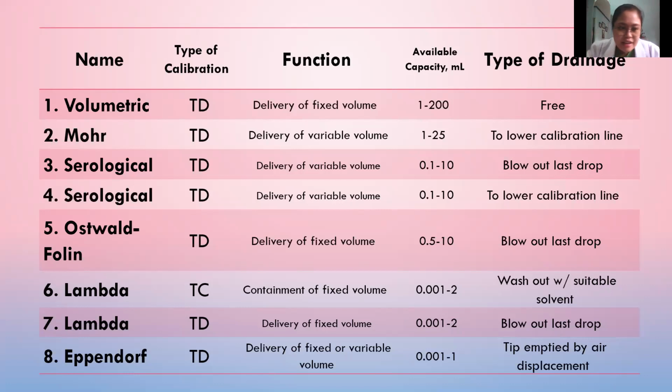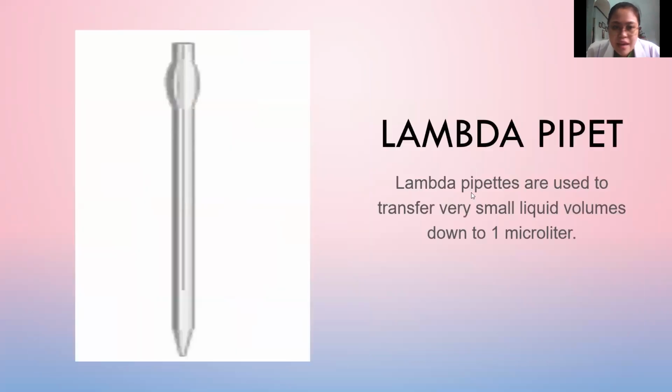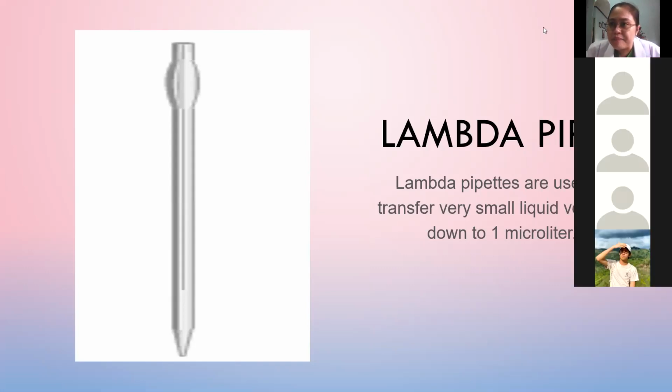Okay? So this is how it looks like, the lambda pipette. This is actually a small one. Ang atong mga lambda pipettes are actually used to transfer very small volumes of liquid even down to 1 microliter. So again, small volume of liquid, basta lambda pipette.